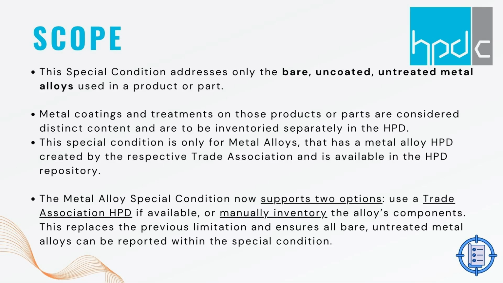This special condition applies only to bare, uncoated, untreated metal alloys. If a product has a surface coating or treatment such as paint, plating, or anodizing, those are reported separately in the HPD as distinct materials. This condition is limited to metal alloys with a verified HPD, typically created by the relevant trade association and available in the HPD repository. Now, the special condition supports two methods. Use a trade association HPD if one exists for the alloy, or manually inventory the alloy's components. This flexibility ensures full compliance while capturing all untreated metal content accurately.